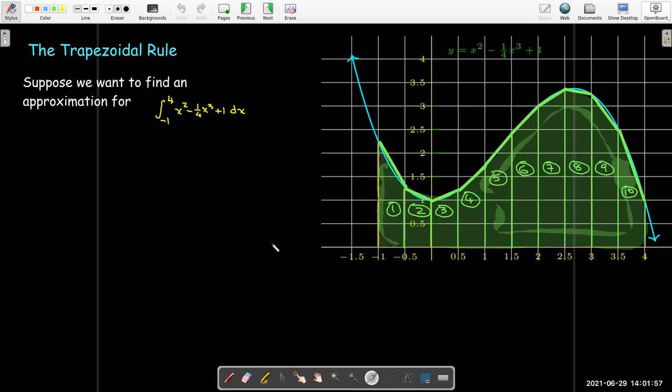Now let's get to something new. Those first three methods were just using rectangles to represent the area. But it would seem like a reasonable thing to say, instead of having just a constant height, why don't I use the secant line between the function values at the left and the right endpoint to be the top of my approximation. And so then I'll get a trapezoid. I'll have a trapezoid on each subinterval.